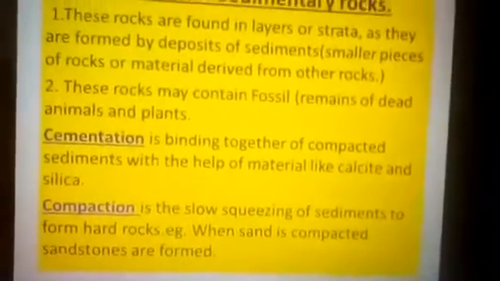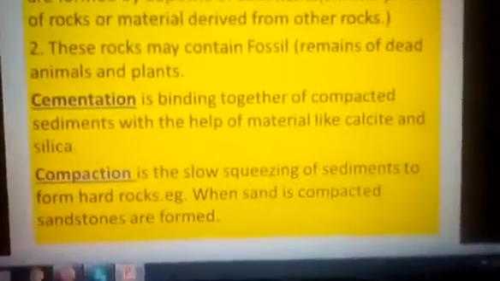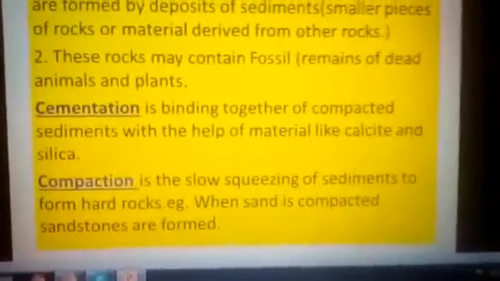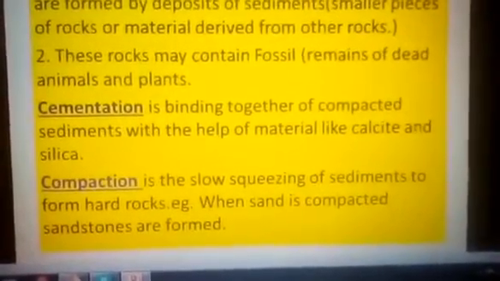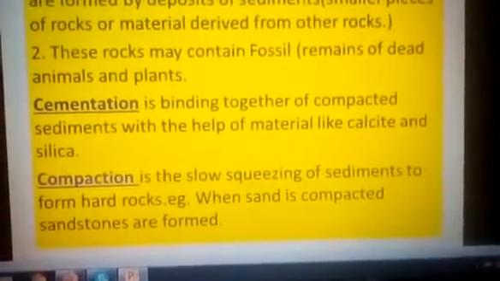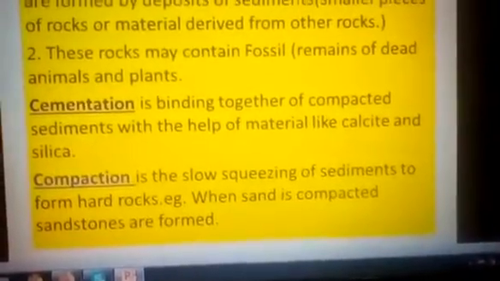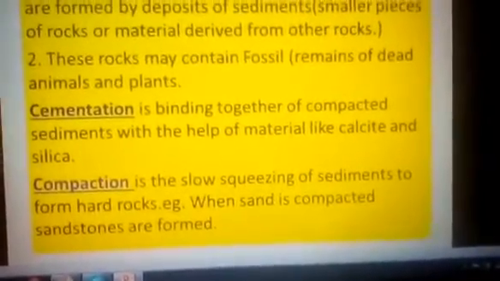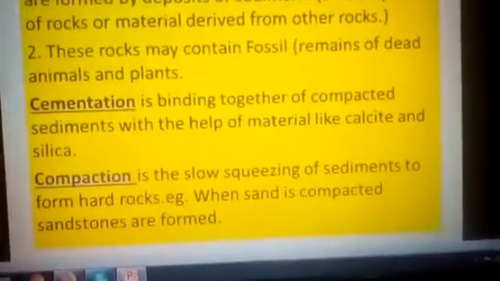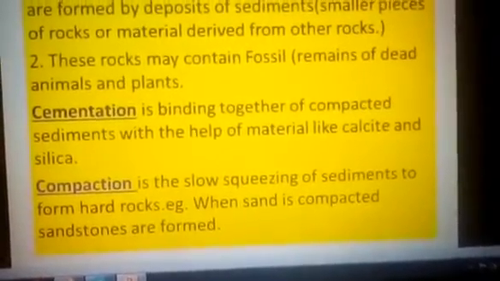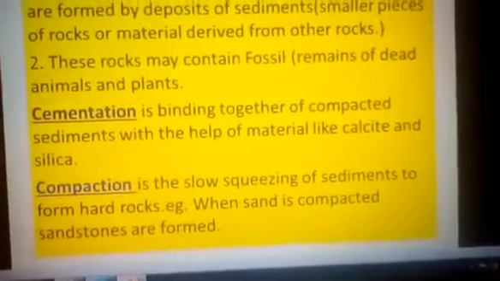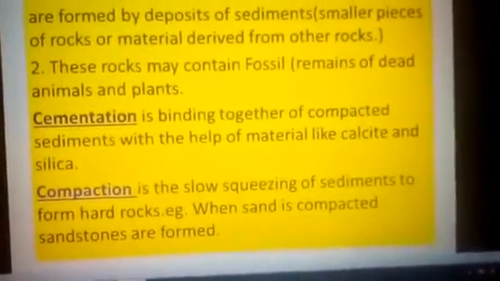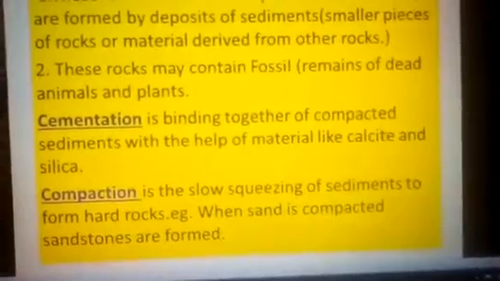To understand cementation and compaction, let us start. When the igneous rocks are exposed on the surface of the earth, they are broken into bits and pieces. They're of all sizes and they are broken by agents like wind and water. Now, these smaller pieces of rocks are known as sediments, which are usually transported by the running water and deposited in layers at the bottom of lakes, seas, rivers, and oceans.